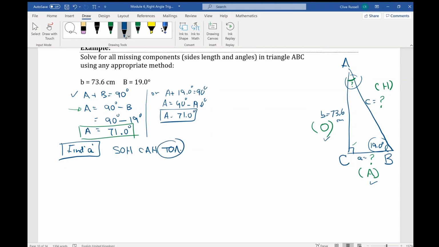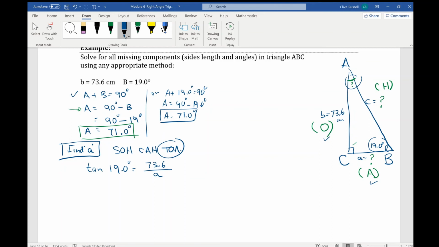So now we could say that the tangent of 19.0 degrees is opposite, which is our 73.6, divided by the A, right? And how do you solve for A? Well, I'm going to leave that for you as an exercise.